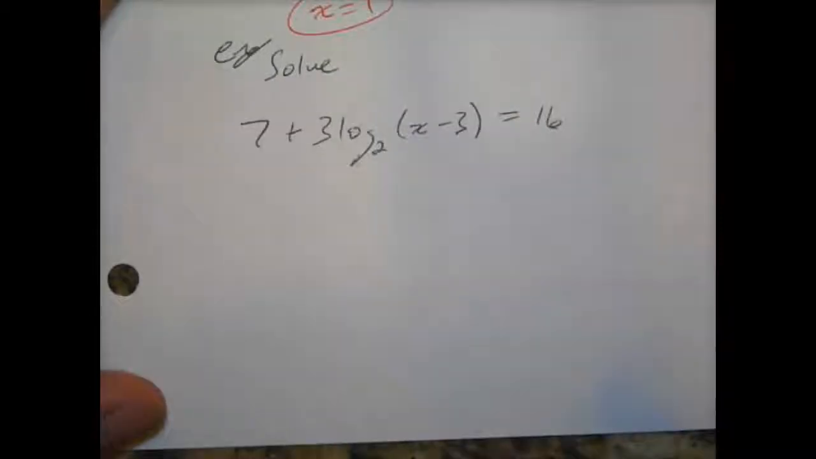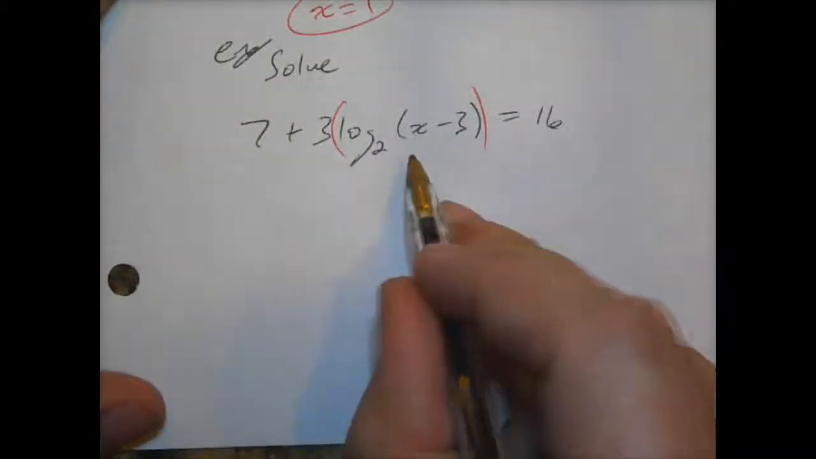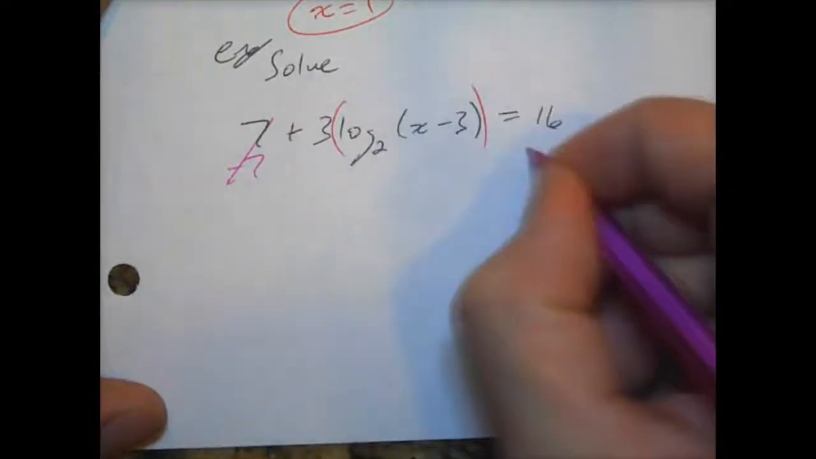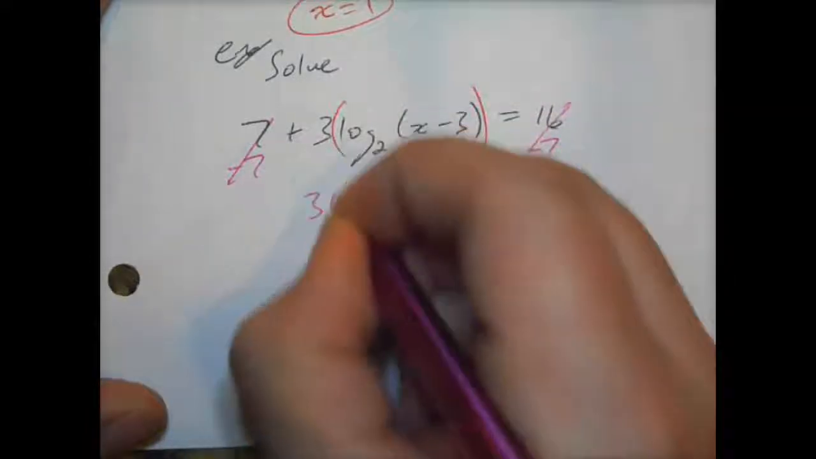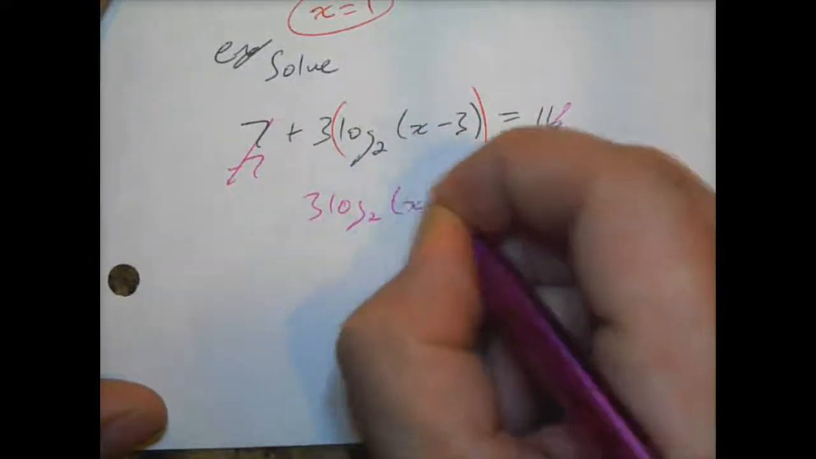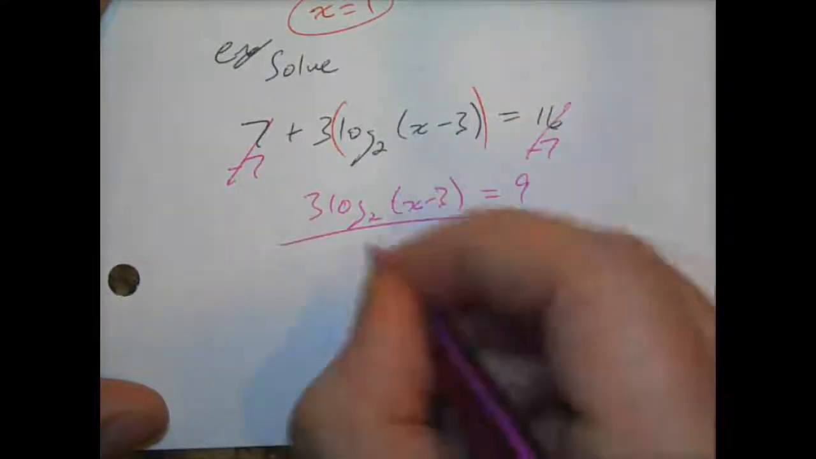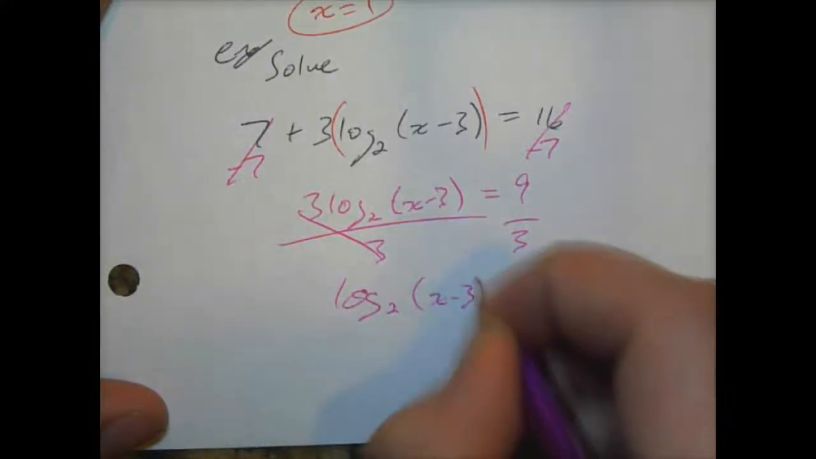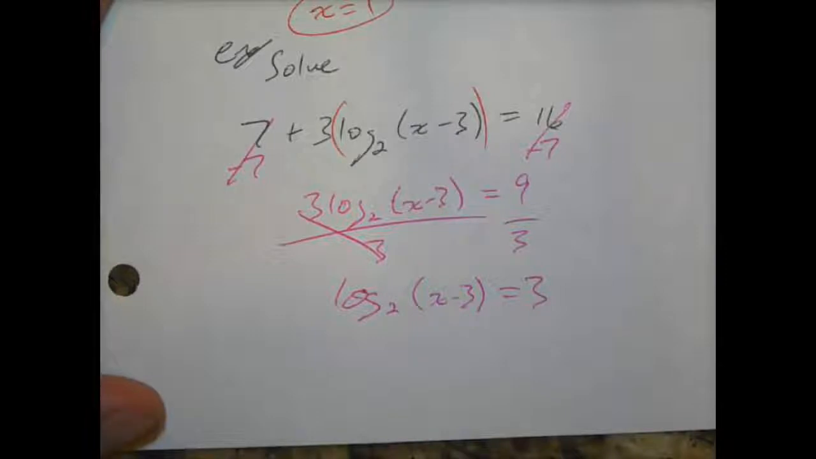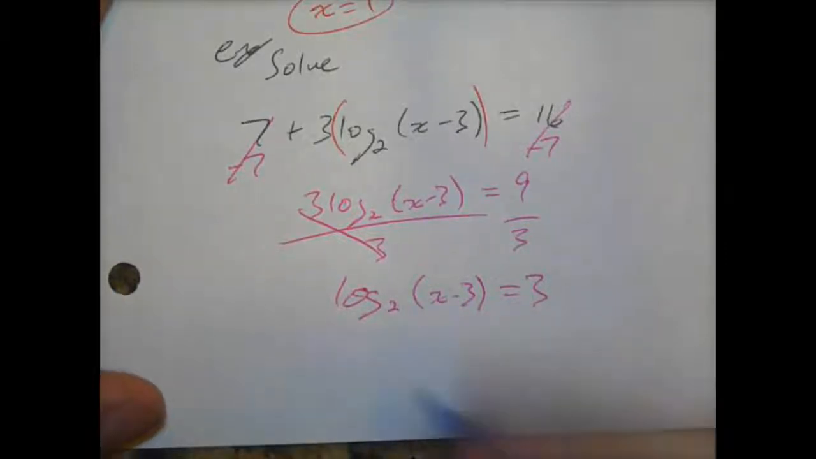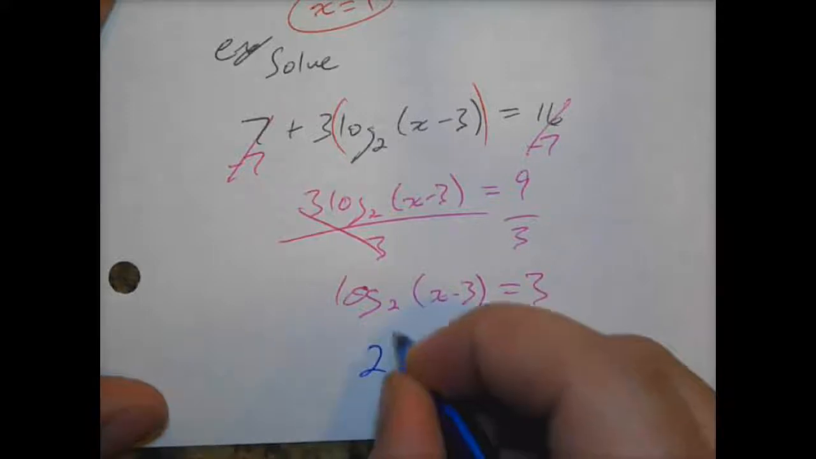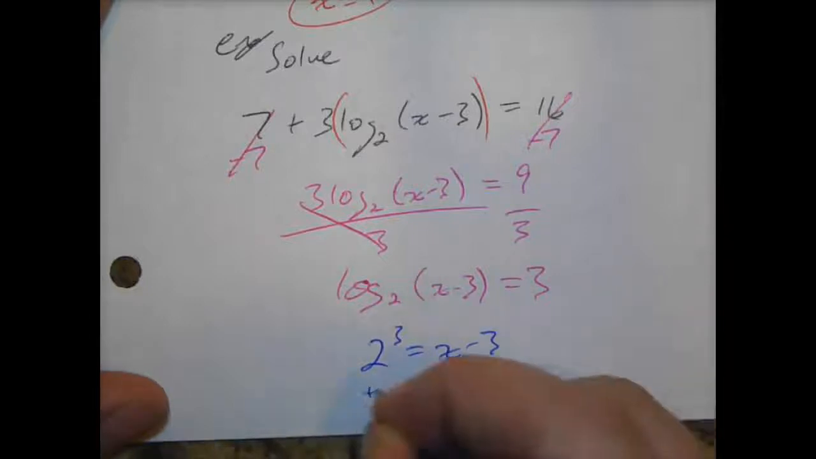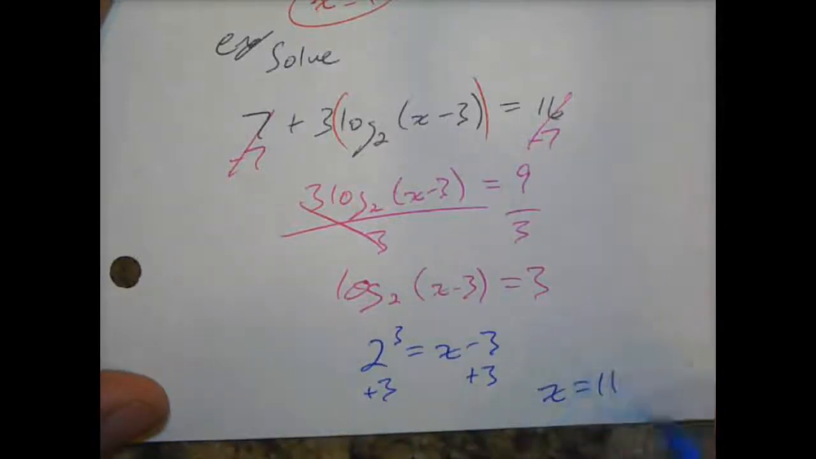Well, last one. Same idea. If you see a log and there's only one log, try to get the log by itself. So I have 7 plus 3 log base 2 of x minus 3. I need to get rid of the 7. So minus 7, minus 7. So I have 3 log base 2 of x minus 3 equals 9. Then get rid of that 3 in front by dividing both sides by 3. So log base 2 of x minus 3 equals 3. So now I'm stuck in log form. So what I can do is rewrite this in exponential so that I have 2 to the third equals x minus 3. 2 to the third is 8. If I add 3 to it, then I have x equals 11.